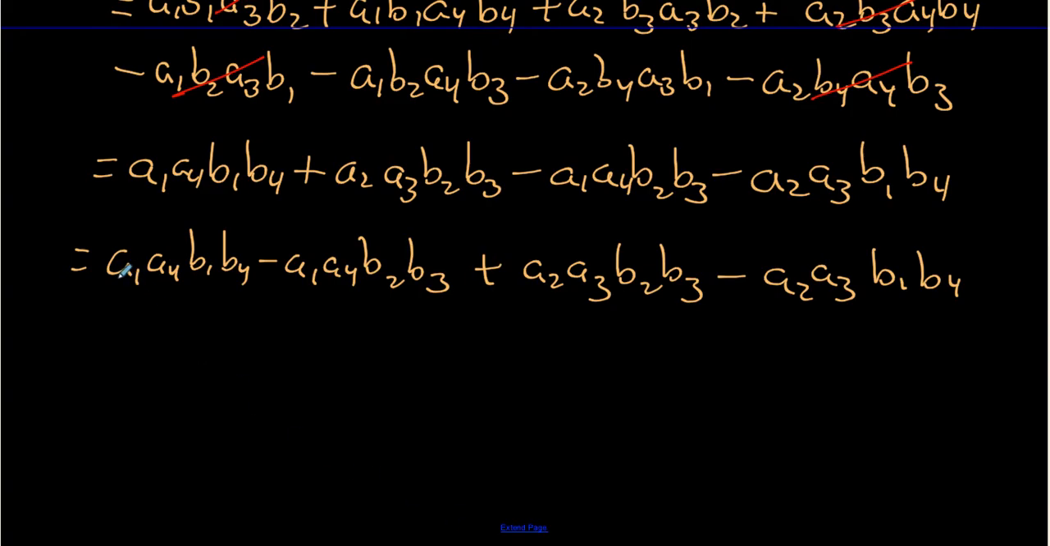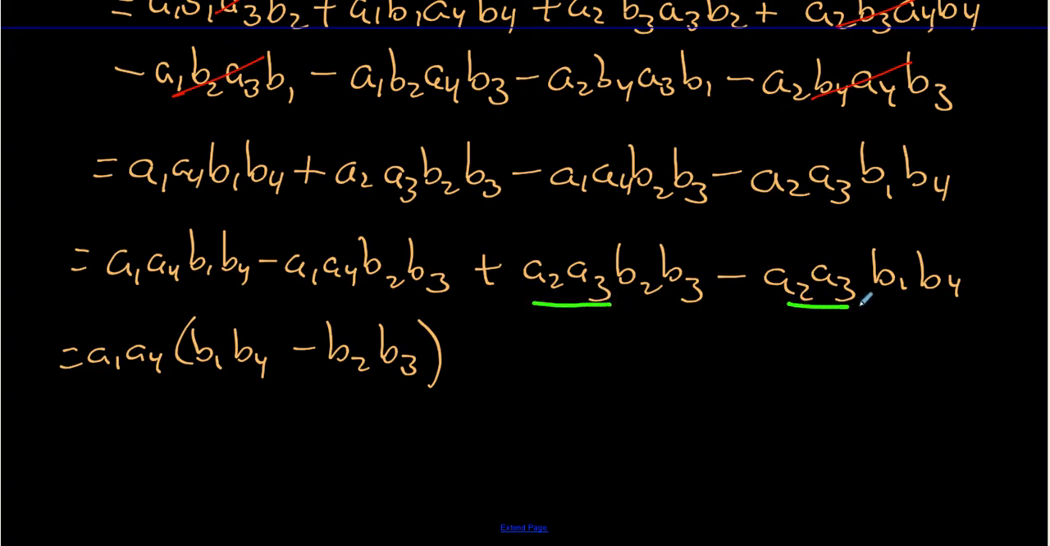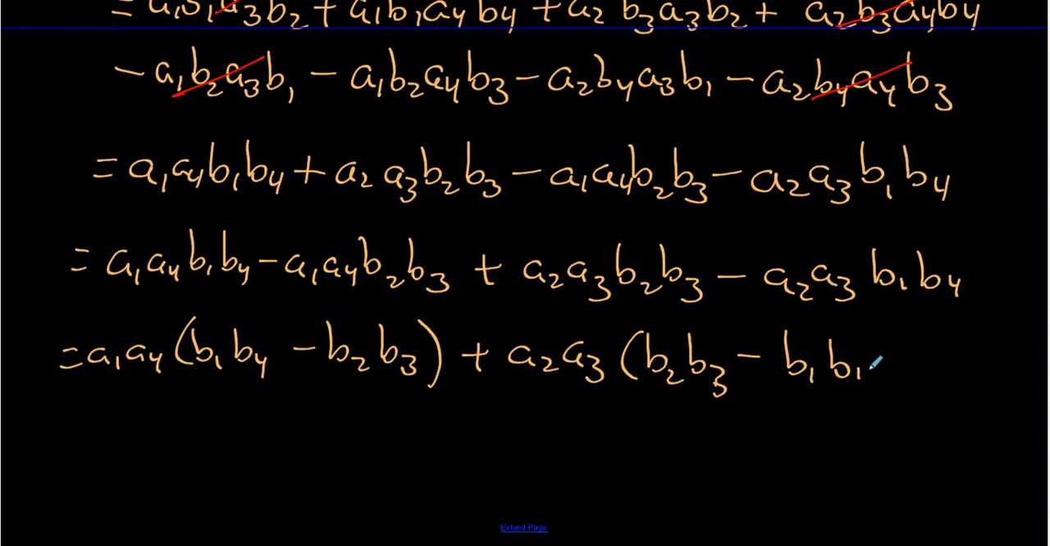And we're going to factor a1 a4 out of those two terms. And when we do, we're going to have a1 a4 times b1 b4 minus b2 b3. And we can factor an a2 a3 out of these two terms. And when we do that, we have an a2 a3 times b2 b3 minus b1 b4. Now, at this point, what I want to notice is that the things in parentheses are almost equal to each other, but the terms are in the wrong order.